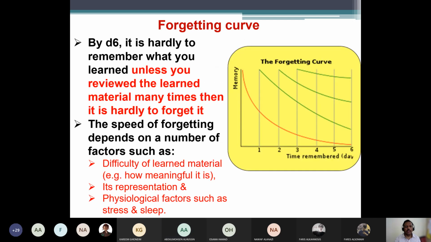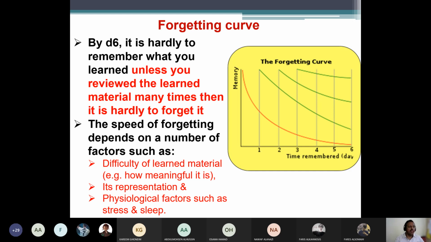Similarly, same curve is shown here. Every time is passed after the lecture, the information is going down tremendously. If you repeat it, the curve becoming flat and it is remembered for long time.